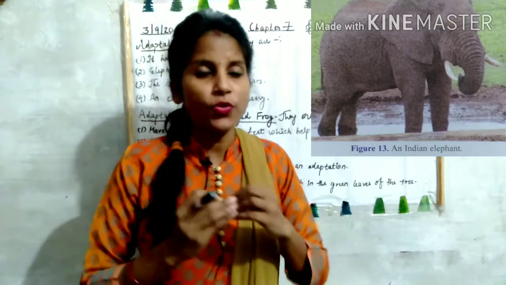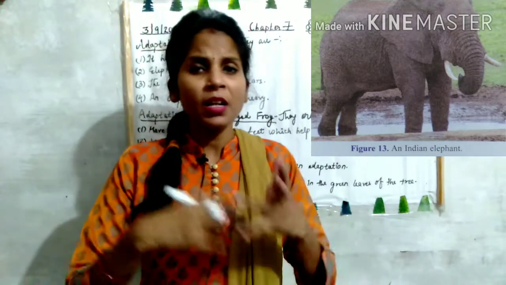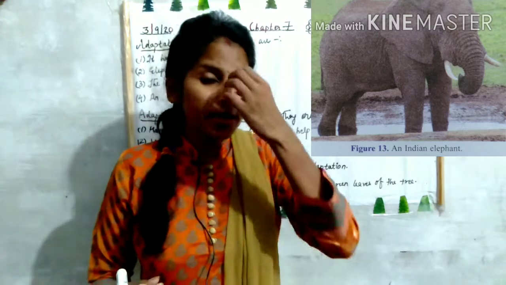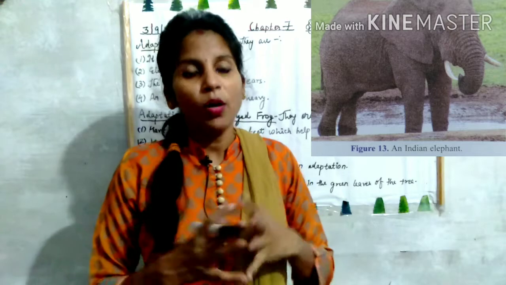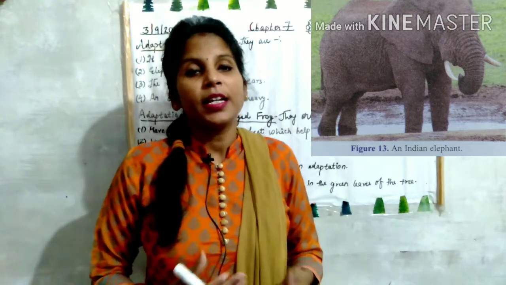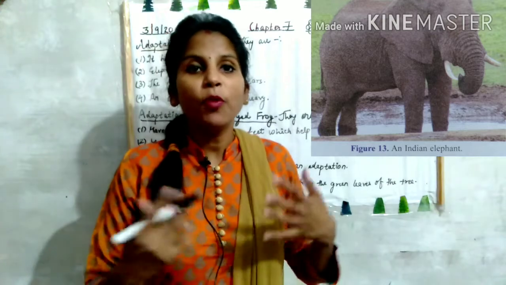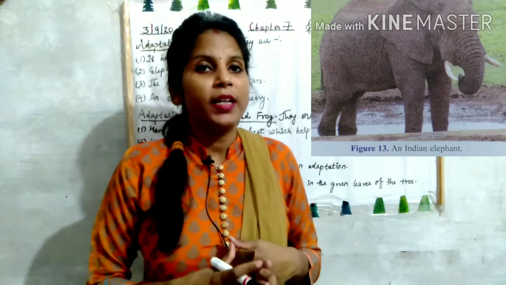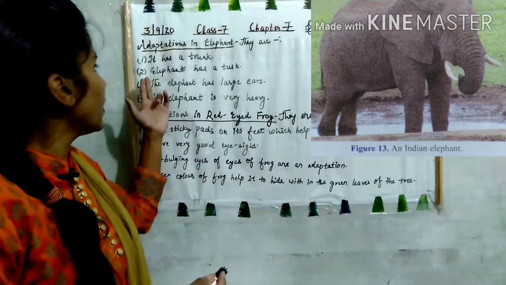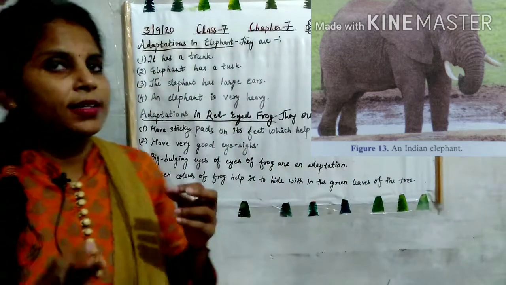जो ये हमारे nose होते हैं, the same way elephant का भी trunk होता है, that is like a nose, but it is elongated. ये काफी बड़ा होता है. It helps in smelling, then it helps in eating, and with the help of trunk also the elephant can take bath also. Okay, now the second one is the elephant has a tusk.